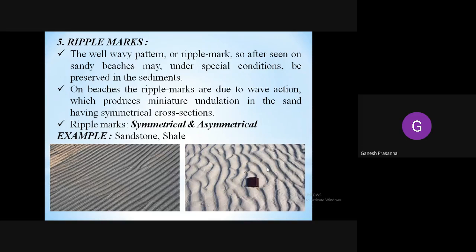You can see this type of feature even in the rivers also. Wherever the water is flowing in shallow areas, if you do not disturb the shallow waters, you can see the sands will assume the pattern of ripples. Okay, so due to the wave action itself, it is found as miniature undulations in the sands having symmetrical cross sections. Okay, so these wavy undulations, which are usually found on sand, are referred to as ripple marks. Okay, this will usually be preserved in the sandstones and the shales.